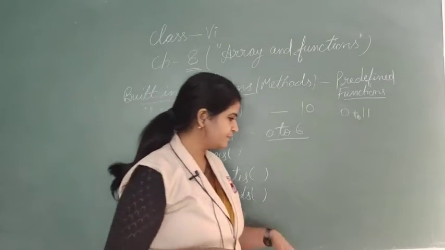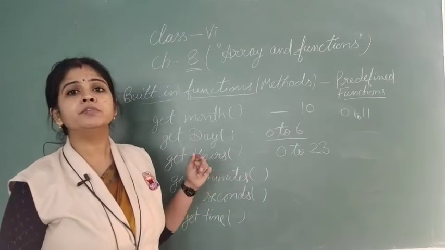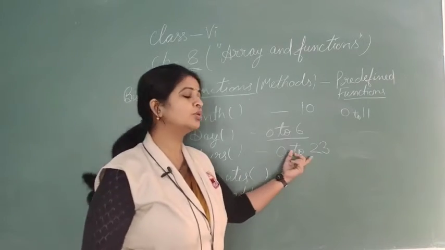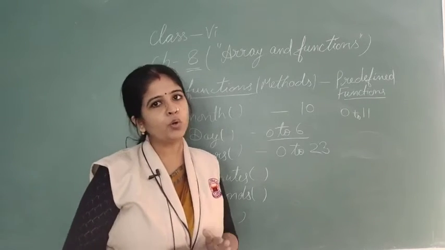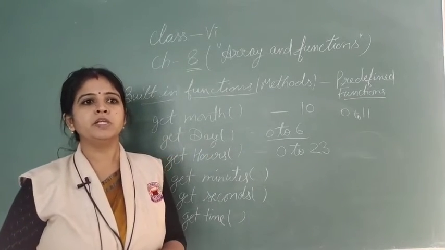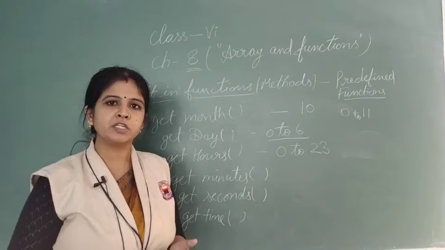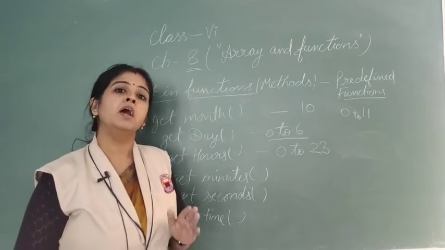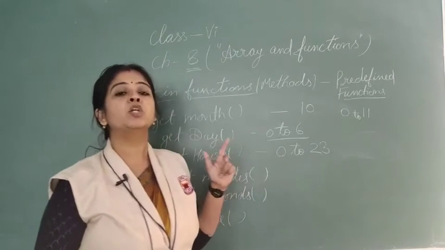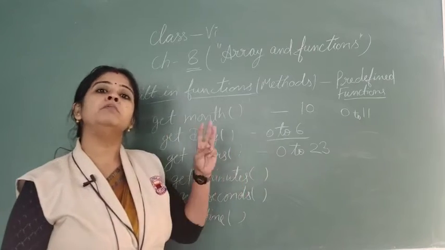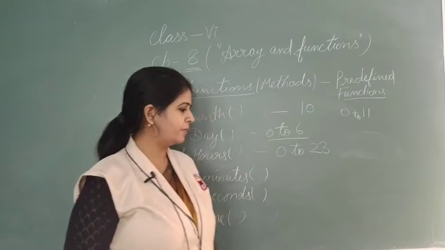Now getHours. The getHours function returns the value of the hour between 0 to 23 according to the 24 hour day format. You are aware of that format. It means when you say 1 p.m. according to your local time, according to the 24 hour format it is 13. And at 2 p.m. it's 14, 3 p.m. 15, like this. So the answer will be according to the 24 hour day format.